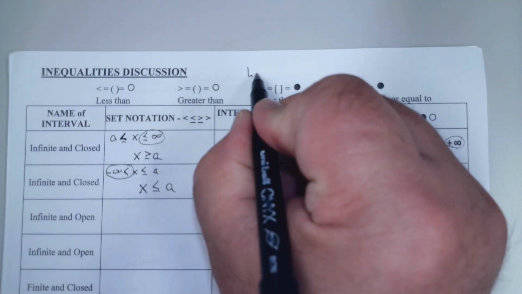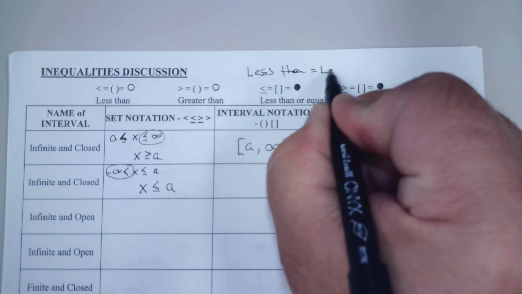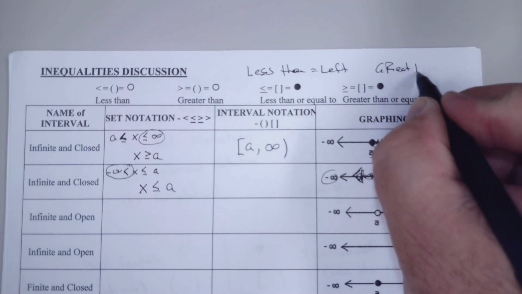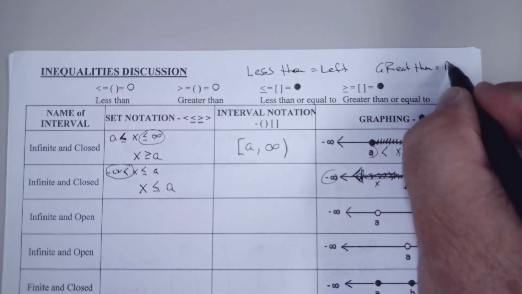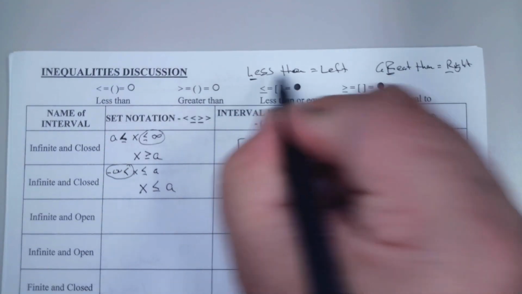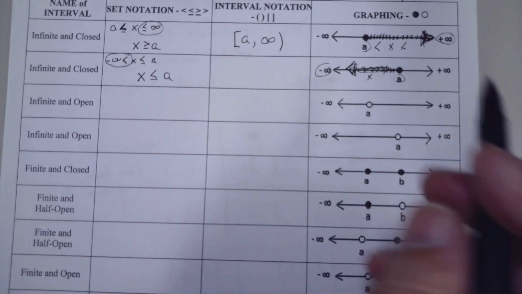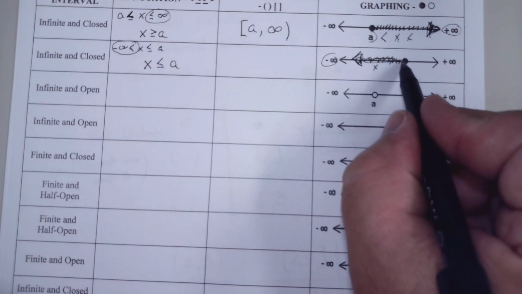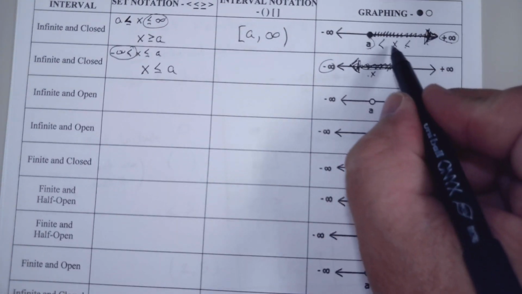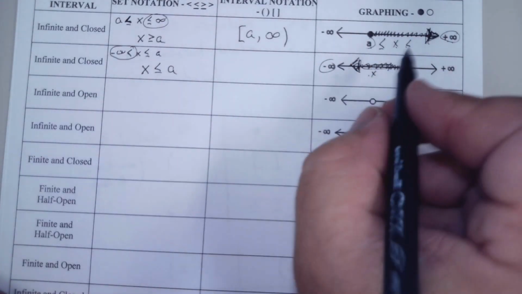So, less than, left; greater than, right. So the trick is: less than, left, greater than, right. If it says less, this is x, it's going to the left, x is less than A. It's going to the right, so x is greater than A. Greater than or equal to A. So look at the endpoints.